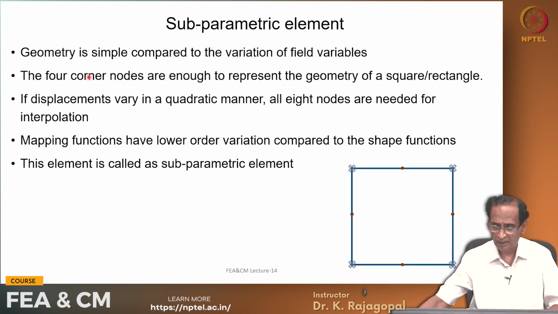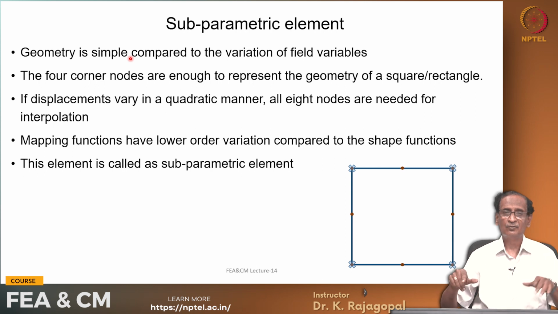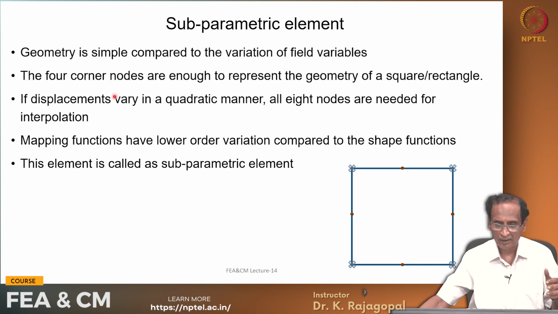So we have a subparametric element where our geometry is simple, like let us say you have a square shape. We just need the 4 corner points for representing that shape. We don't need more than that.